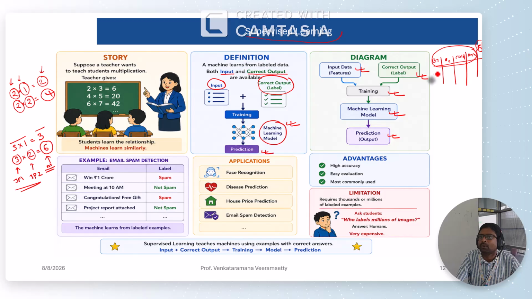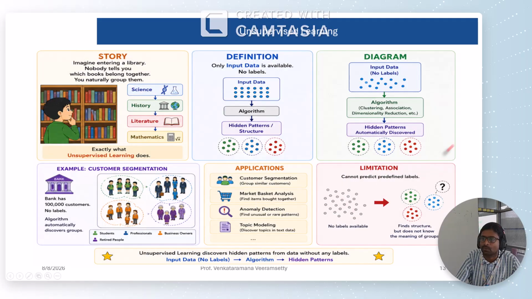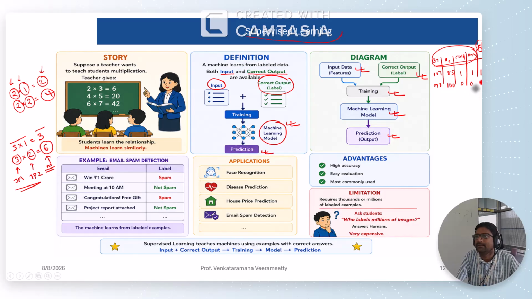So maybe 107 body temperature, 85 oxygen level, yes cold, yes cough, then he is a COVID patient. The temperature is 98, oxygen level is 100, no cold, no cough, then he is a COVID negative patient. Like that, we have to provide both input data and output data to a machine learning model. This is the ML model. So you have to provide the input data.